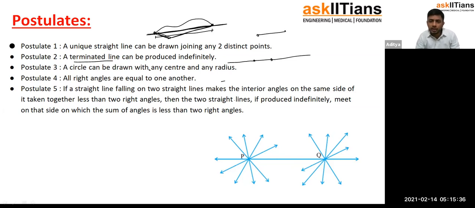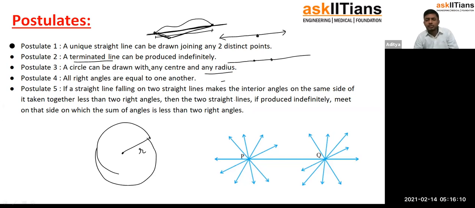Even if there is a ray, so this line is also terminated at this point, but if we want, we can, of course, produce it indefinitely in the other direction also. So, very basic facts. As we said already, a circle can be drawn with any center and any radius. Of course, that is the case. You can take any point as the center, and then any radius r you can take and draw a circle with that radius.